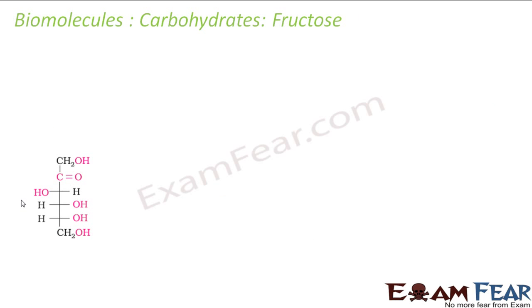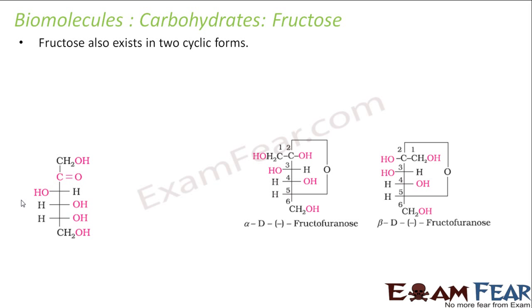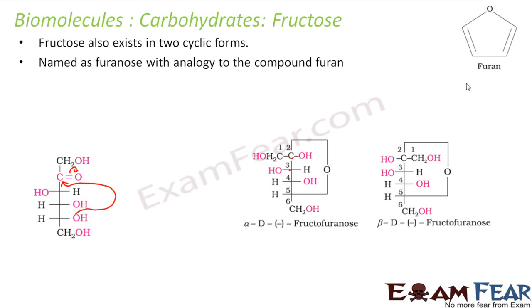So let's talk about the structure of fructose a little bit more. This is the open structure of fructose. Similar to glucose, which has an open structure and cyclic structures, fructose also has two cyclic structures. These two are the cyclic structures of fructose. Here also, the reaction happens between this OH and this carbon. Now in this ring you have only 1, 2, 3, 4 carbons and 1 oxygen, so you get a structure similar to furan. So it is also called the furanose structure.